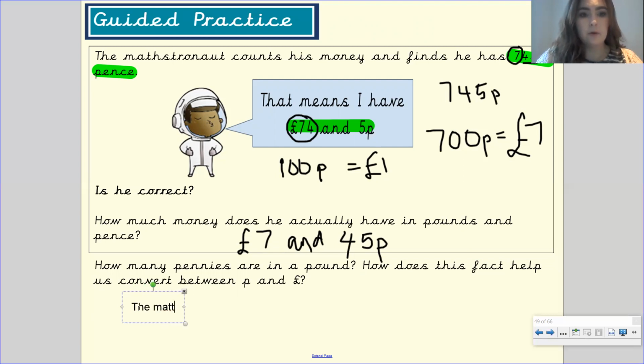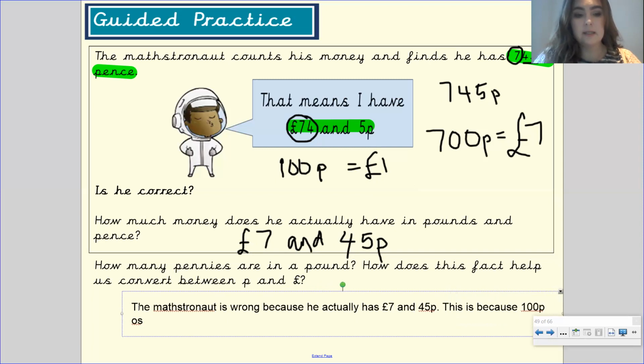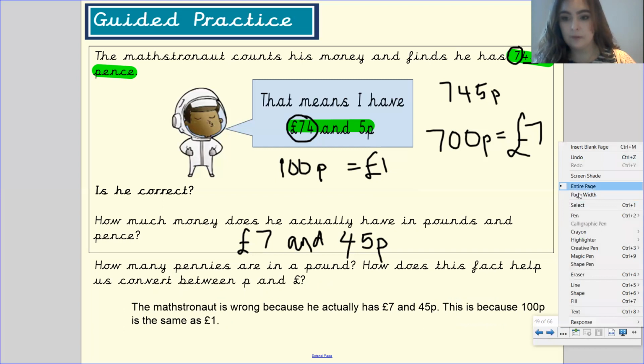The mathstronaut is wrong because, and we have to use that word because, it's an explaining word, he actually has £7 and 45 pence. This is because 100 pence is the same as £1. And that is how we would answer that question properly.